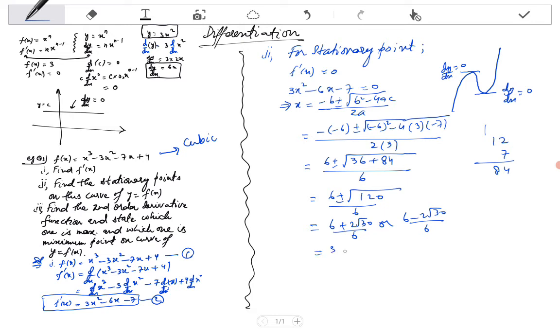This is actually (3 plus under root 30) divided by 3, and this is (3 minus under root 30) divided by 3. If I take out common 2 and cancel it out in the denominator, this is the exact value, but we need a decimal answer. So in decimals it is coming 2.8257. I just write 2.83, 3 significant figures, here.